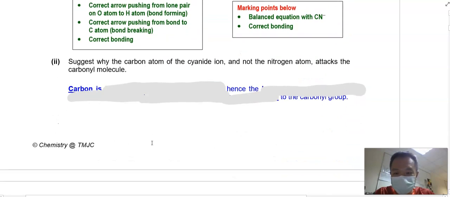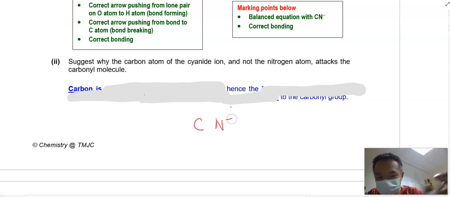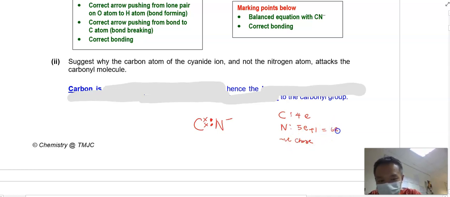Next, suggest why the carbon atom of the cyanide ion, not the nitrogen atom, attacks the carbonyl molecule. If you look at the cyanide ion, CN minus, and this was explained in lecture, look at the dot and cross diagram of CN minus. C has 4 valence electrons, N has 5, but because of the negative charge, we add 1 more to N, and therefore it has 6 electrons. Why do we add to N? Because N is more electronegative.